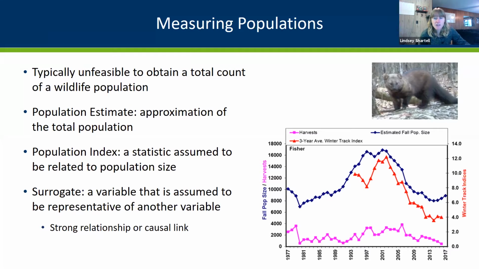And then at the bottom, we have the pink line, which shows the harvest numbers. So you could use harvest as a surrogate for the population if you can assume that when the population increases or decreases, the harvest increases or decreases. And you can see that the trend kind of follows the population trend, though not as apparent as the change in population or winter track index. So there's more that goes into a surrogate measure than that needs to be accounted for. So choosing the right metric to be able to detect the amount of change that is necessary to manage a species is a really important consideration.